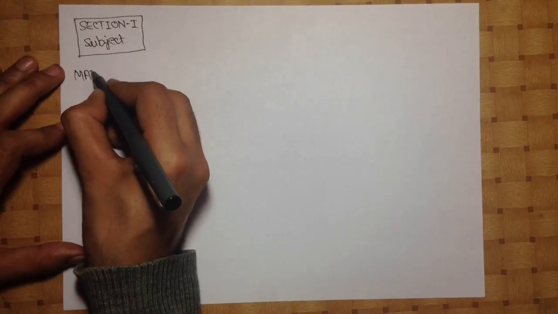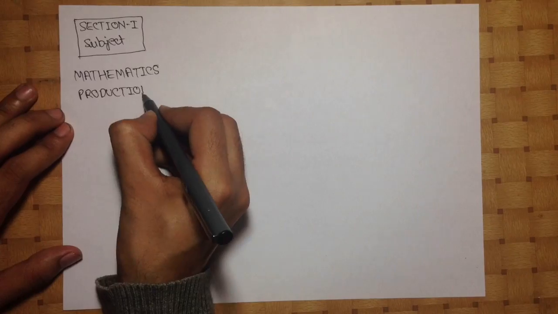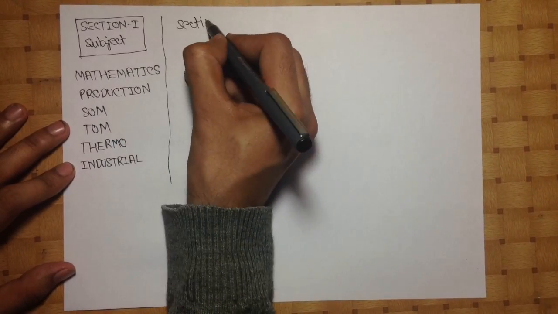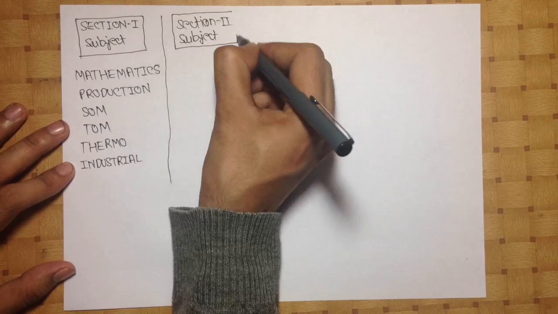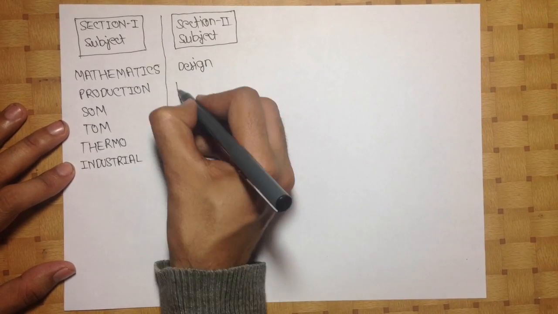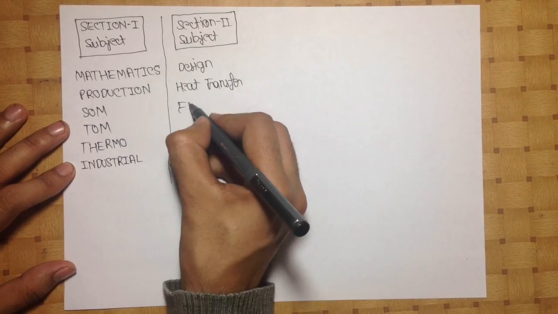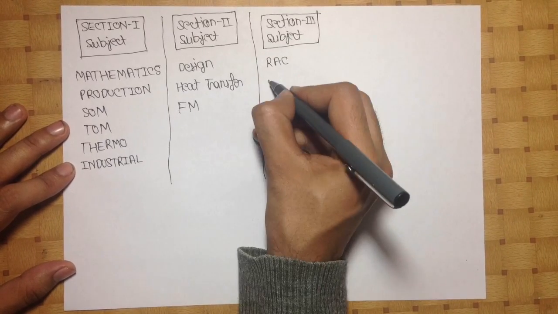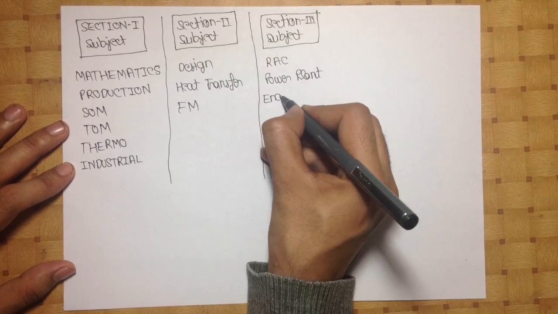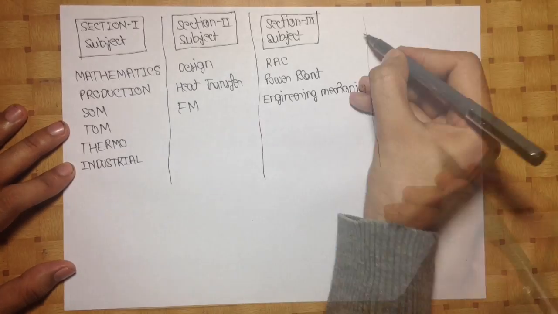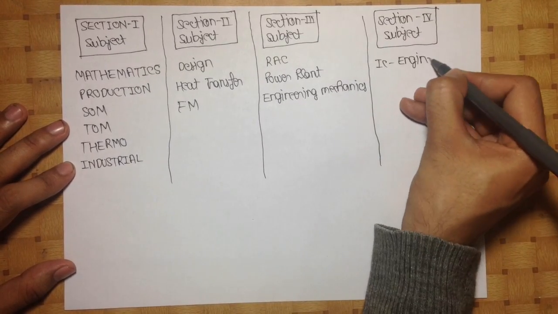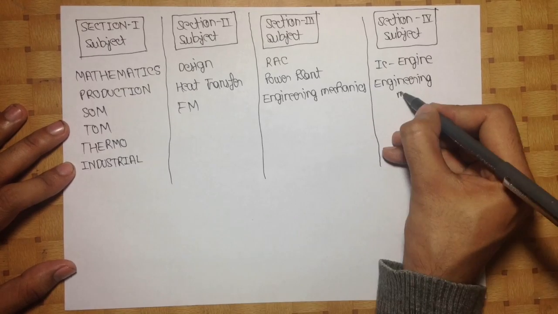So in the first section I am putting mathematics, production, SOM, TOM, thermodynamics, industrial engineering, and in the second section I am putting design, heat transfer, FM, and in the third section I am putting RAC, power plant, engineering mechanics, and in the fourth section I am putting IC engine and engineering materials.